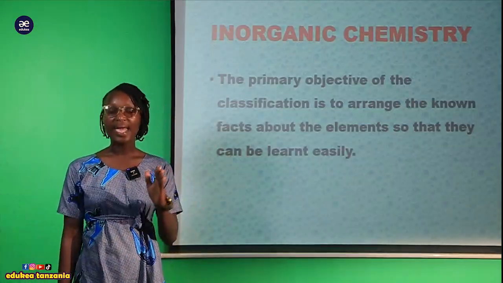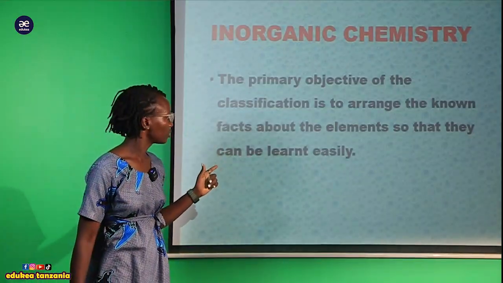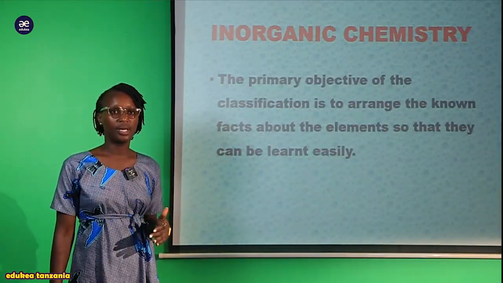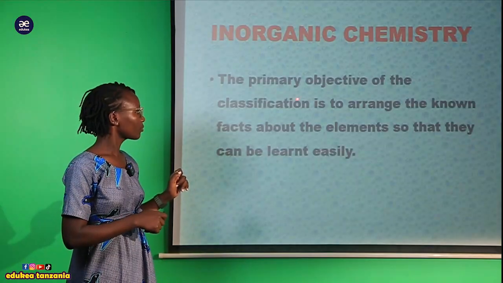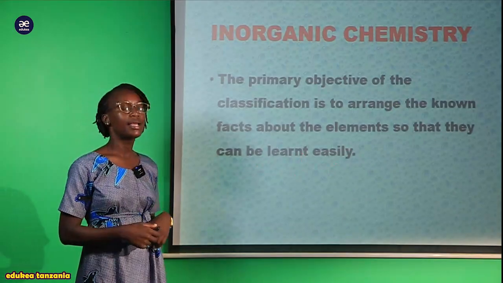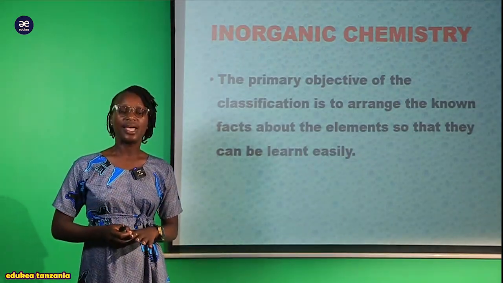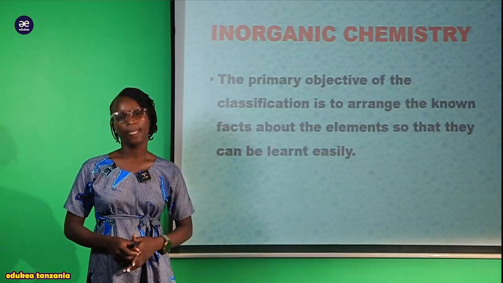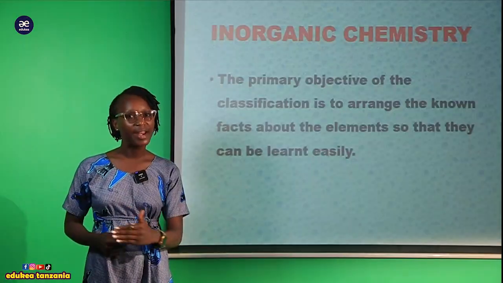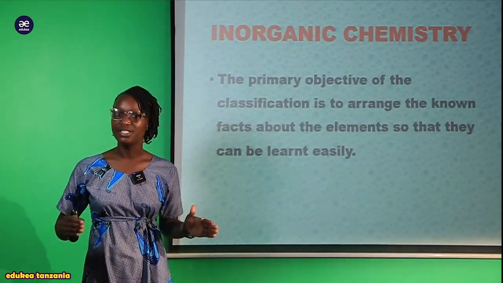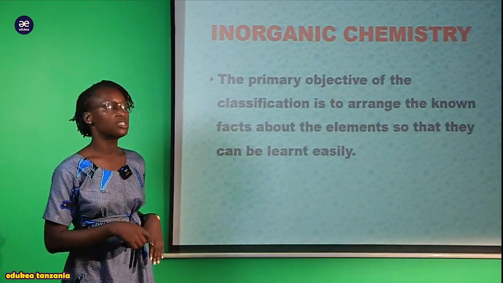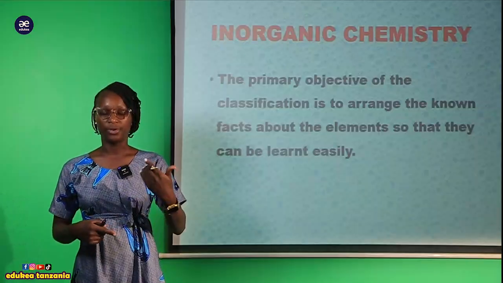Sasa tunapokuja kuangalia main objective ya periodic classification, hii process ya kuarrange the element kwenye periodic table, utaona kwamba it is to arrange the known facts about the elements so that they can be learned easy, kwamba wanafanya ile arrangement ya zile element ili kurahisisha usomaji wake. Utaona kwamba we have a lot of elements, it could be very difficult to study them if not arranged in a good way or in a good folder. Sasa ndiyo maana ya main objectivity ya classification ya periodic table au periodic classification.